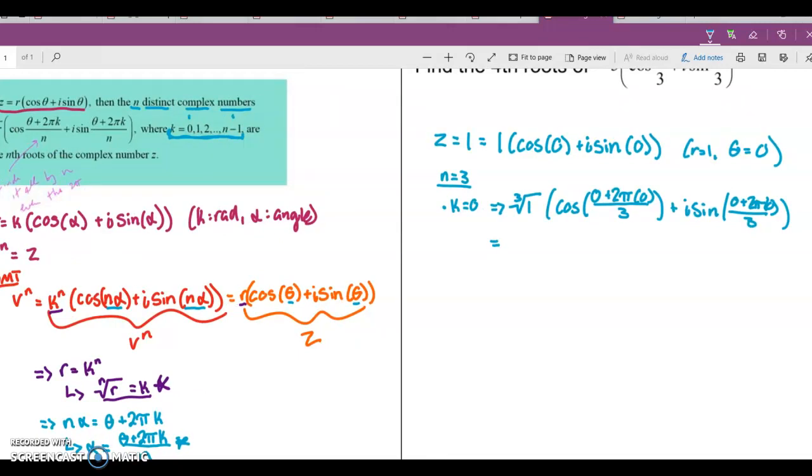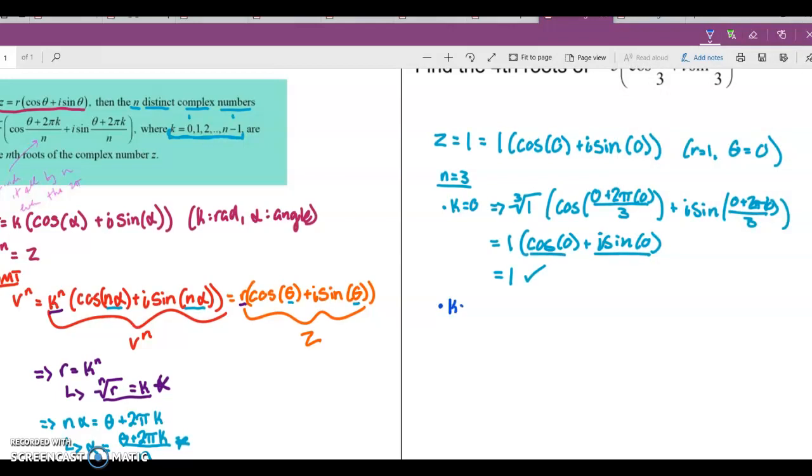Simplifying this down, cube root of 1 is 1. And then we have cosine of 0 plus 0, because 2 pi times 0 is 0, over 3. So cosine of 0 plus I sine of 0. This is 1, this is 0. This gives us 1. That's our first cube root.